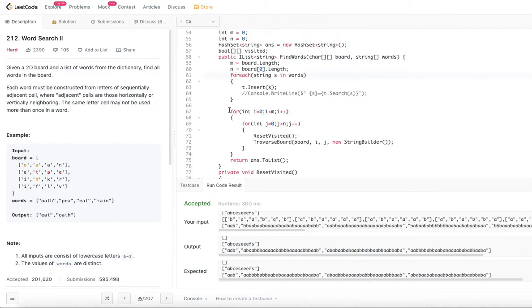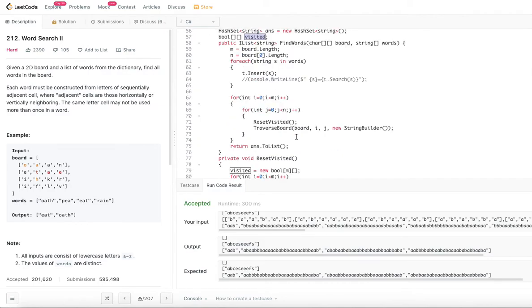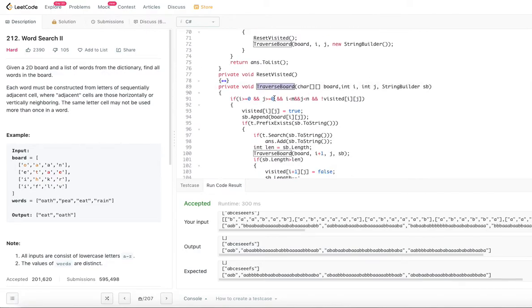Good. So now what we are going to do is, we are going through all the board, right? All the board with every starting point. So i is equal to 0 to m, j is equal to 0 to n, basically through all the board. So this will be resetting the visited array for each of the starting points. So traverse board. We are going to traverse through the board starting with i and j, basically the cell, ith row, jth column, right? And obviously, since we are starting, we are giving a new string builder to accumulate the stuff. And reset visited is simple. Basically, it is going to initialize everything to false to start with. And traverse board is doing the heavy lifting.